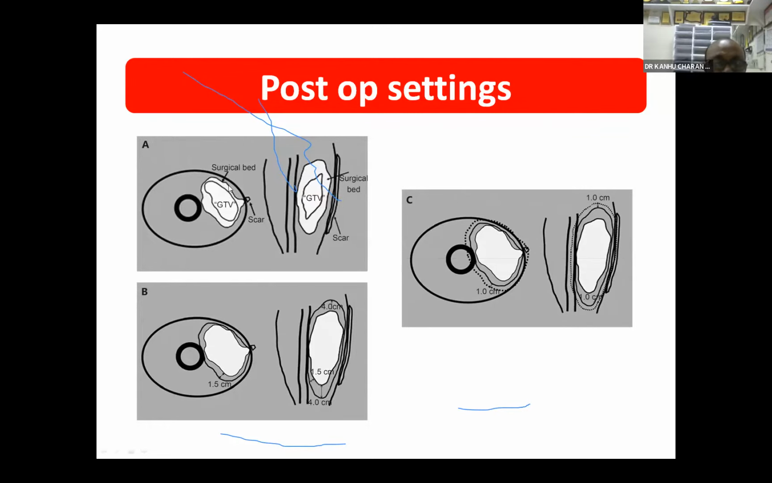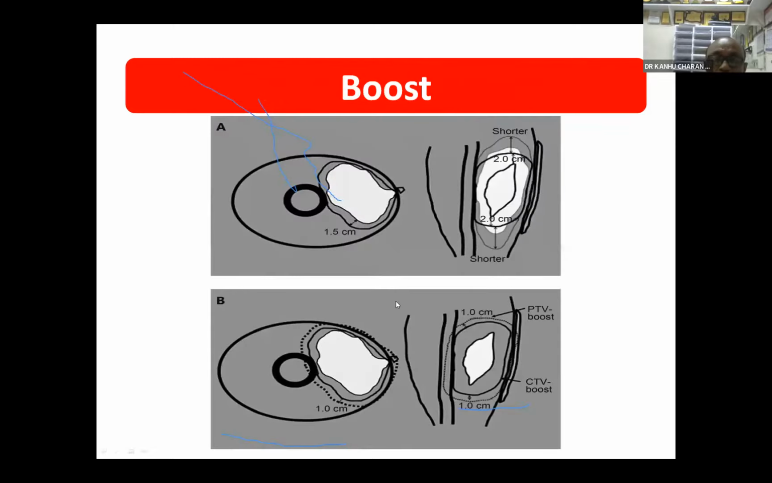So same GTV, the post-op bed: you take help of the clips and MRI, fuse them, then give 4 centimeters up and down and 1.5 centimeters radially, then a PTV of 1 centimeter or depending upon your institutional protocol. When you are going to boost, decrease the longitudinal length to around 2 centimeters and 1.5 centimeters radially, so 2 centimeters less compared to the adjuvant setting. The longitudinal treatment length should be 4 centimeters and the boost length will be a 2 centimeter margin.